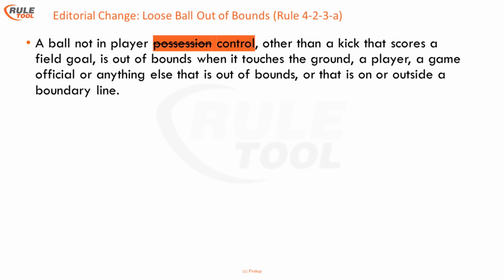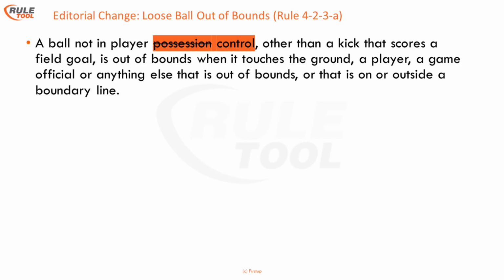There was an editorial change also in a loose ball out of bounds, and the old rule really read that a ball not in player possession, other than a kick that scores a field goal, is out of bounds when it touches the ground, a player, a game official, or anything else that is out of bounds or that is on or outside the boundary line. Now, we are changing the word possession to control, and you say, why is that important?